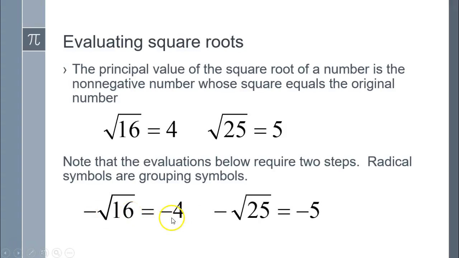So that is a way you would get a negative when a problem involved the square root of a number, but it would have to be out here. And the same thing for the negative of the square root of 25. Well, the square root of 25 was 5, so its opposite is negative 5.